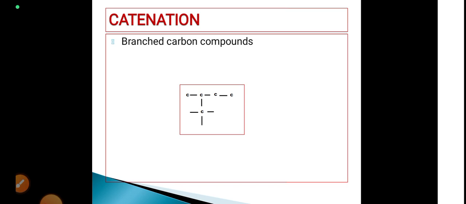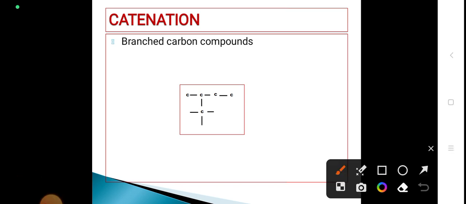So now when you look at this carbon, if I number it, C1, C2, C3 and C4. Look at carbon 2. At carbon 2 there is an isopropyl branch chain. Okay, so that's a substituent. So now here we can observe that this is an example for branched carbon compounds, because at C2 there is a further branching of the carbon compound. So hence again this can be an example for catenation.